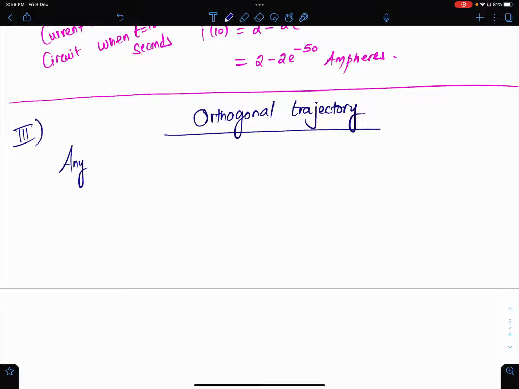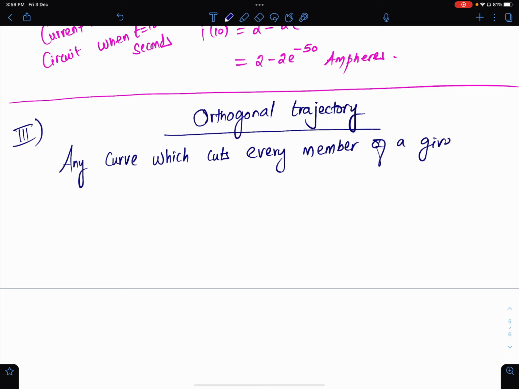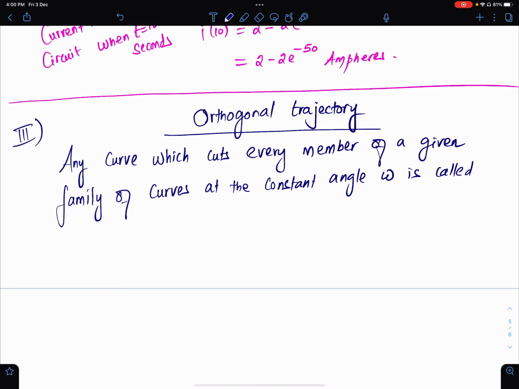So any curve which cuts every member of a given family of curves at a constant angle omega is called an omega trajectory of the family. So first I define what is an omega trajectory.